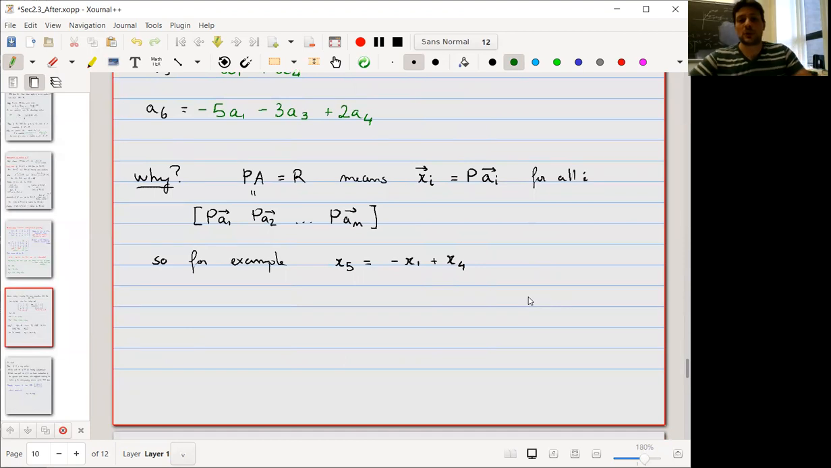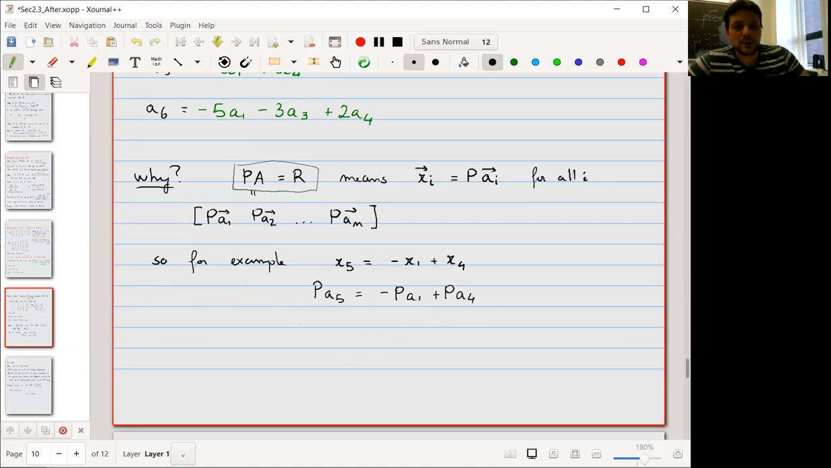Let me just comment on why this should be true and why it is a consequence of the existence of P. So if our matrix P exists as we've been using it, PA is equal to R. But if we expand what PA means, PA is just P multiplied by each column of the matrix A. In other words, writing this equality on a column by column basis tells me that every column of R is equal to P times the corresponding column of A. So if we have a relation in the columns of R, like R5 equals minus R1 plus R4, that's the same as writing that PA5 is equal to minus PA1 plus PA4.